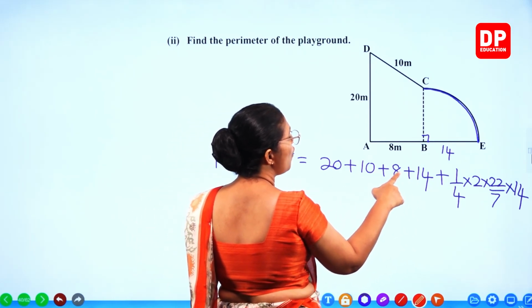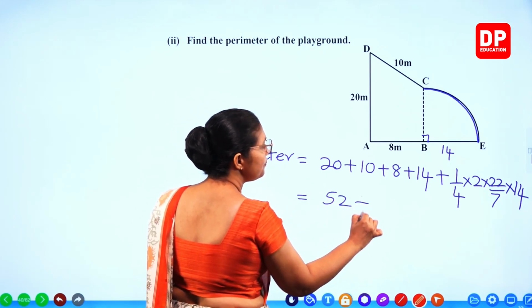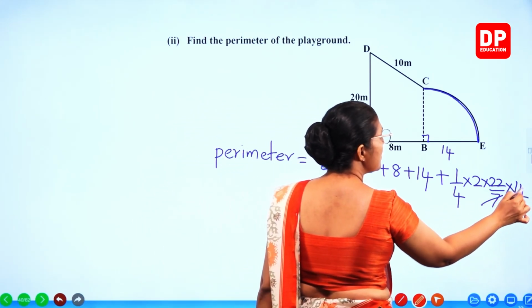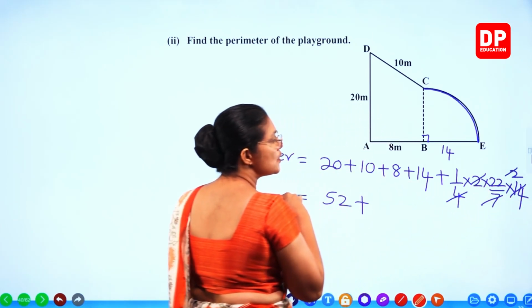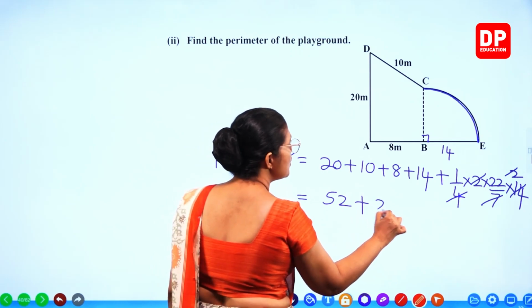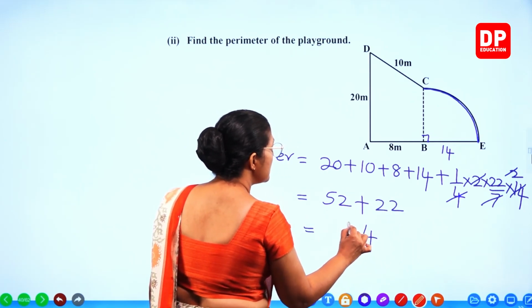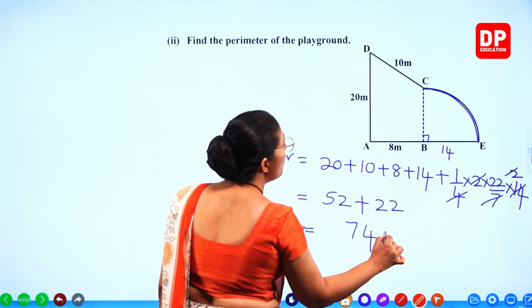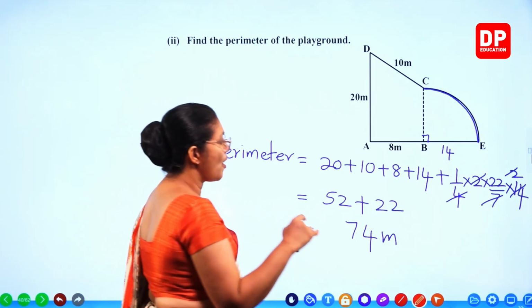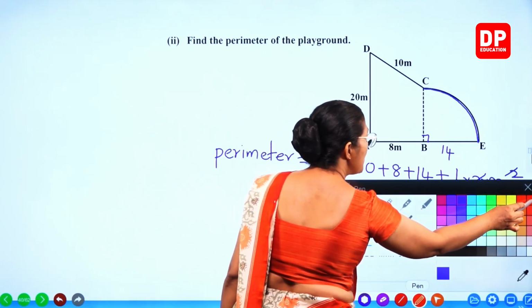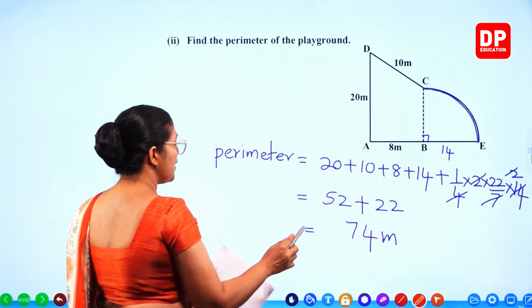30, 40, 48 and 52 here. Simplify this one, 7 and 2. This 2 cancels out with this 4. So you get 22. 52 plus 22, 74 meters is the perimeter of the playground. How many marks? You are getting 2 marks for that.